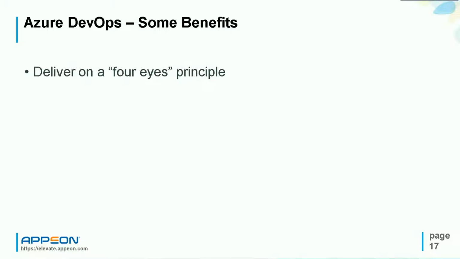So for example, you could set up a rule that says if someone's making a change to source control, they can't simply just push it to the master branch. They have to do what's called a pull request.